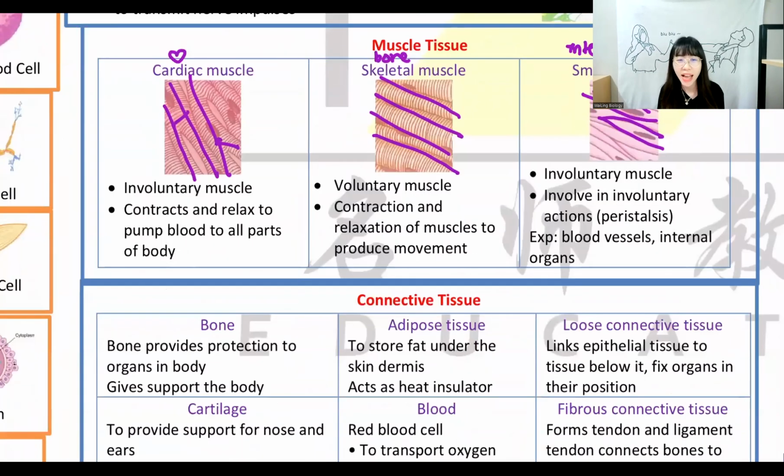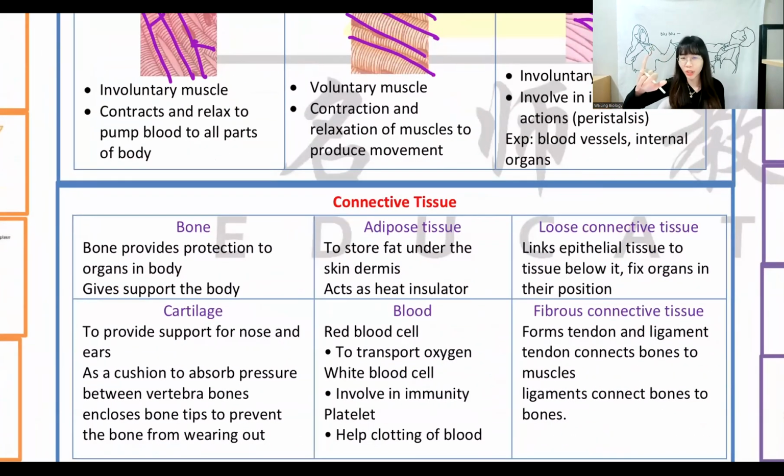Okay, and then we have connective tissue. What is a connective tissue? By the name, you know, it's to connect things together. It's called connective tissue. We have 6 connective tissue over here. Bones, adipose tissue, loose fibrous connective tissue, cartilage, and blood.